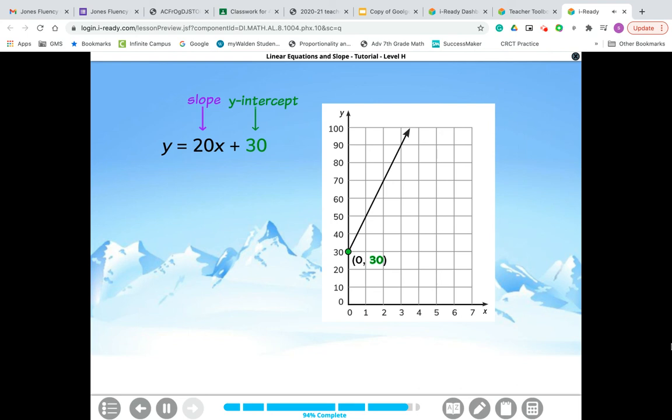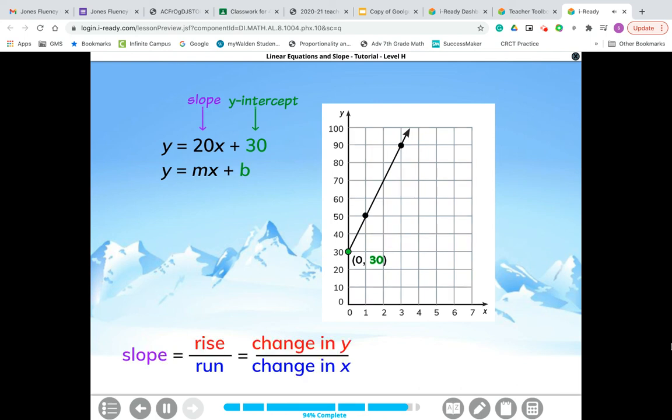To write an equation in y equals mx plus b form, we need the slope and the y-intercept. To find the slope, we find the rate of change between any 2 points on the line. Between 1, 50, and 3, 90, the change in y is 40, and the change in x is 2. So the slope of the line is 20.